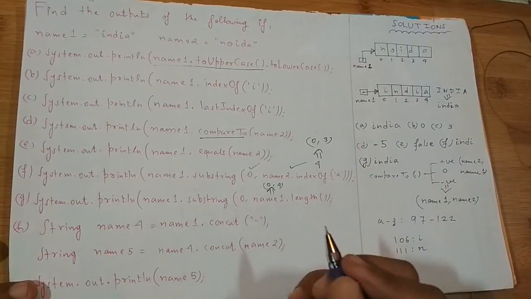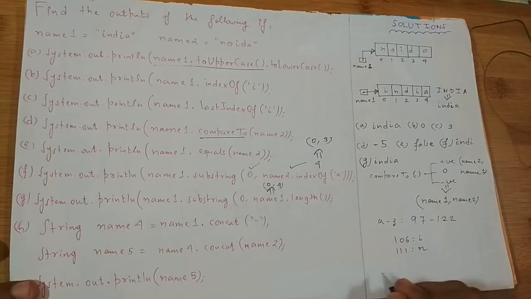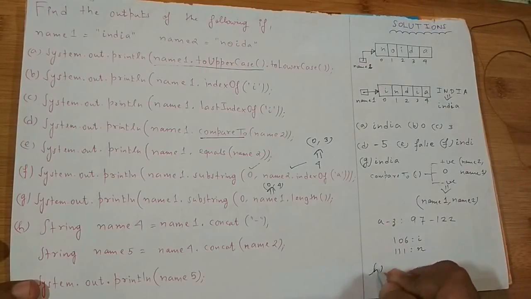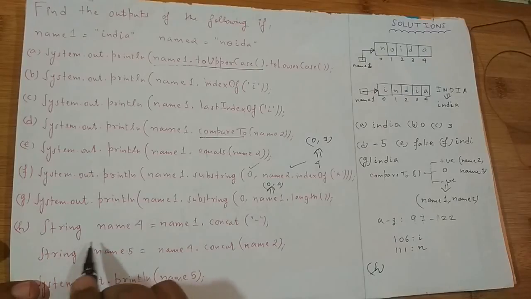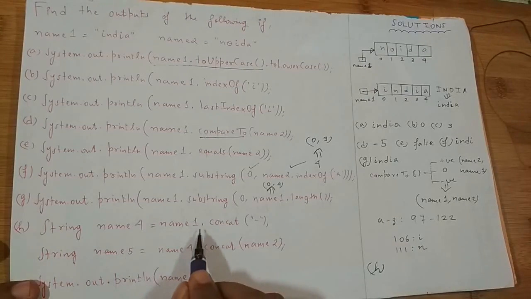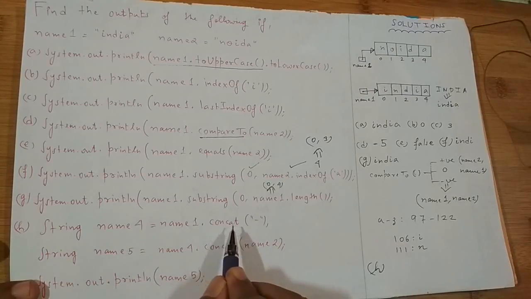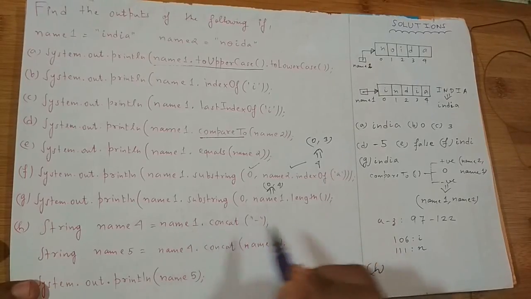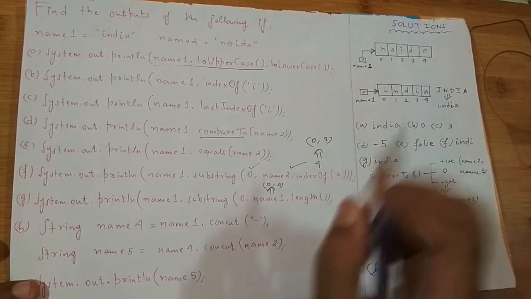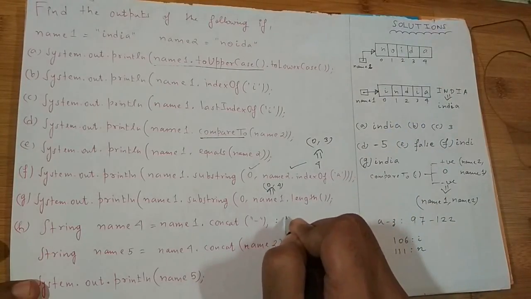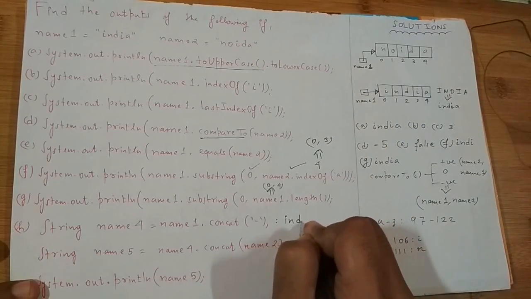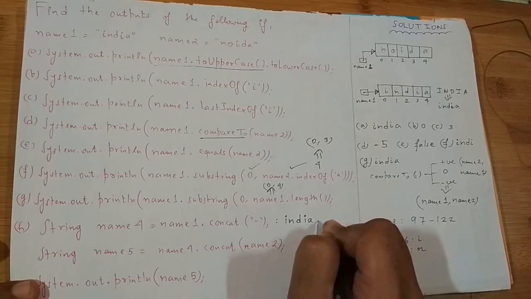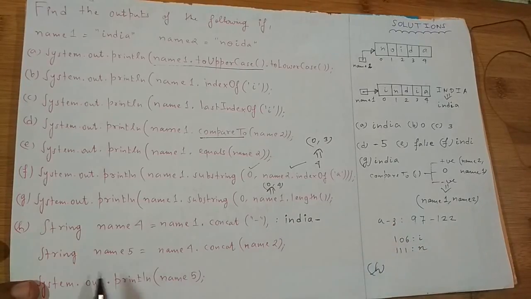India. And what about the last one? So I'll write the solution here for the last one, number H. Number H, we have string name4 equal to name1.concat. What is concat? Concat will simply append this hyphen at the end of name1. What is name1? Name1 is India. So the result of this will be INDIA and a hyphen. What about the next one?